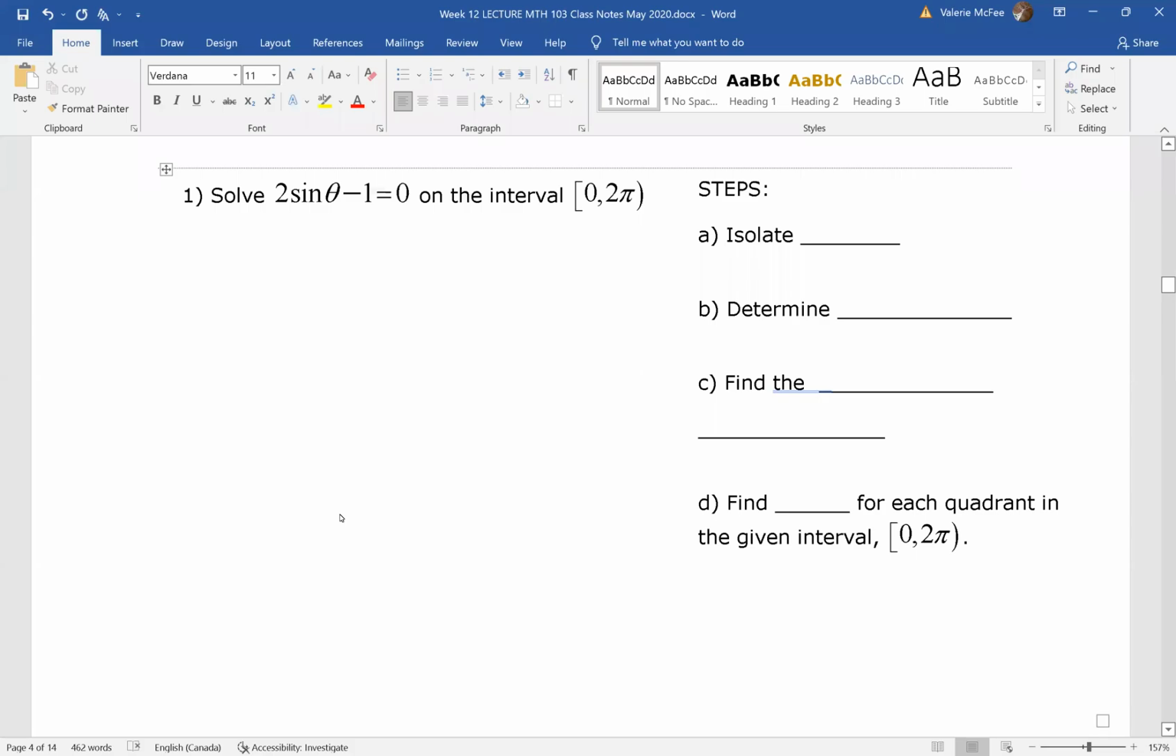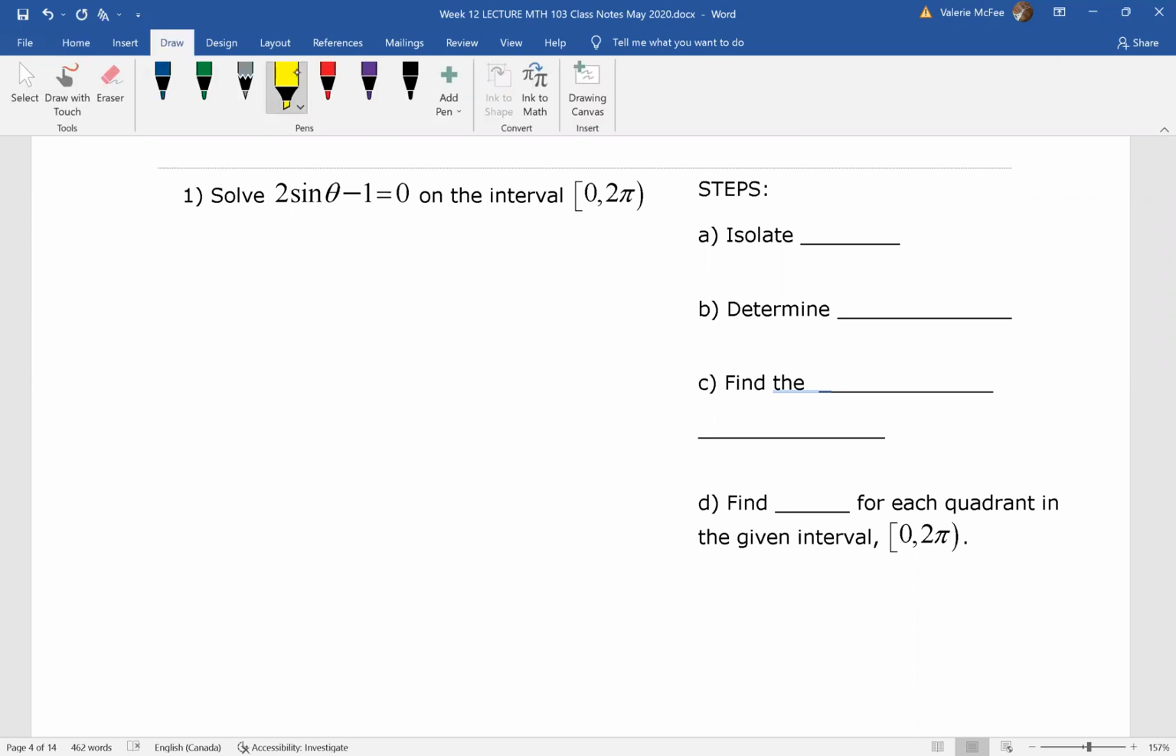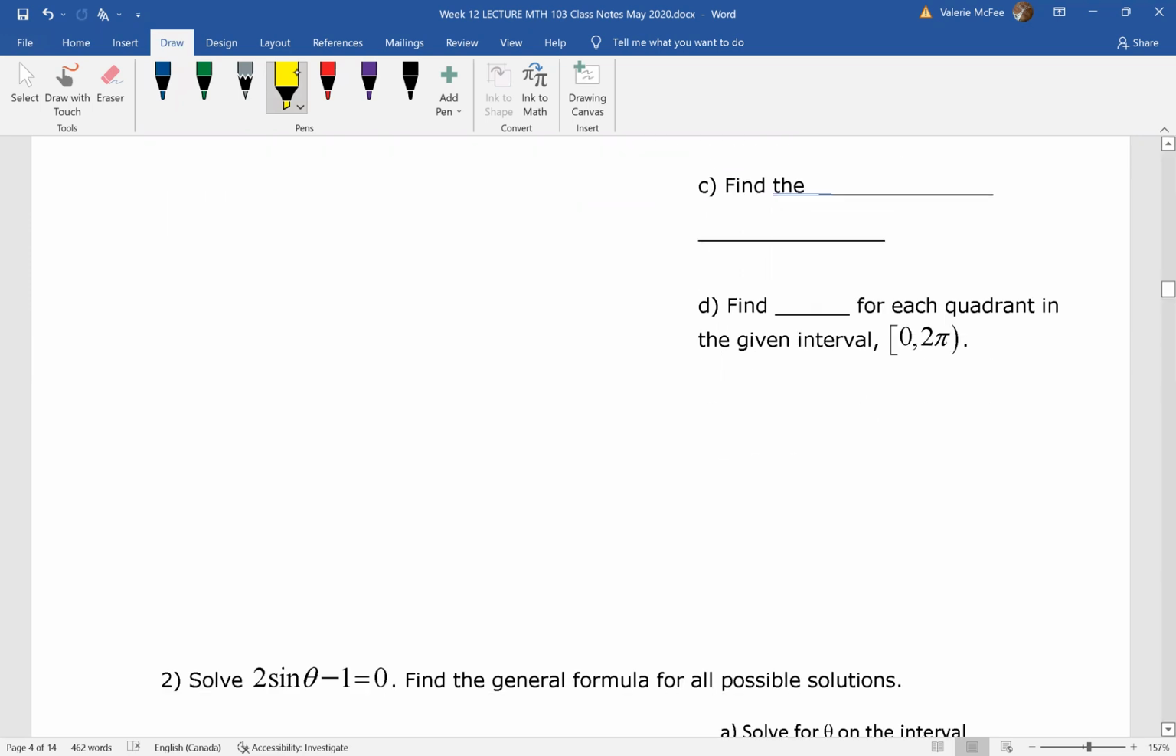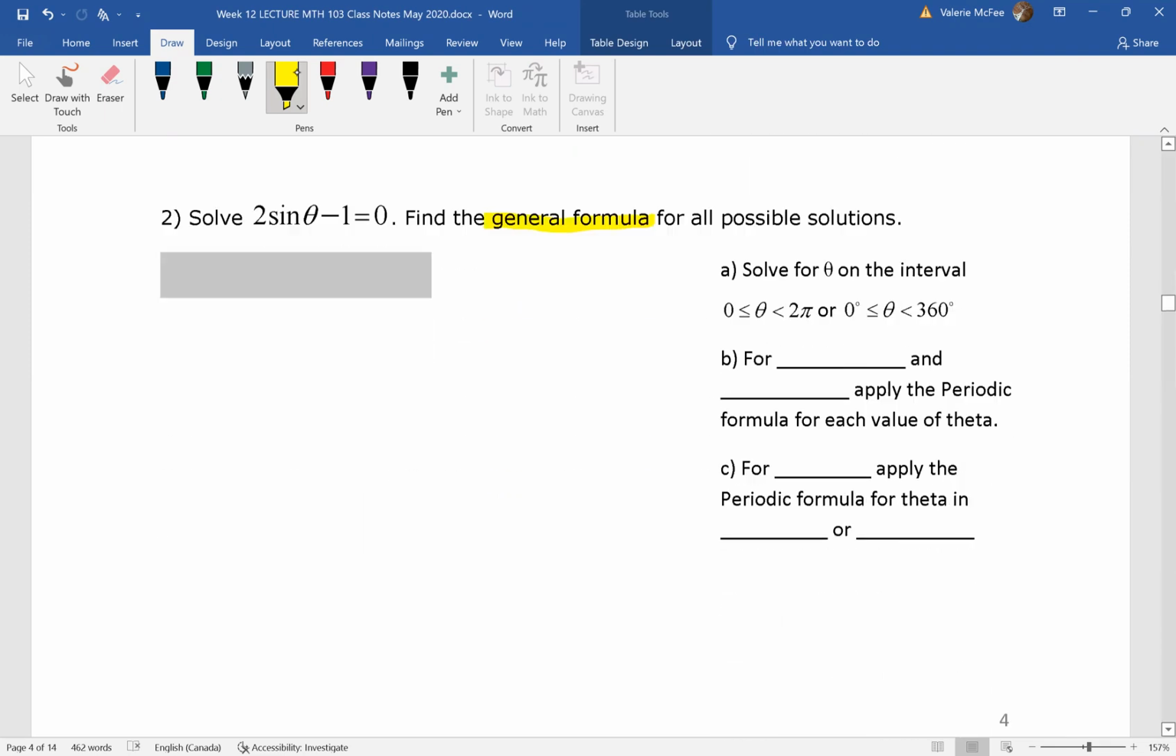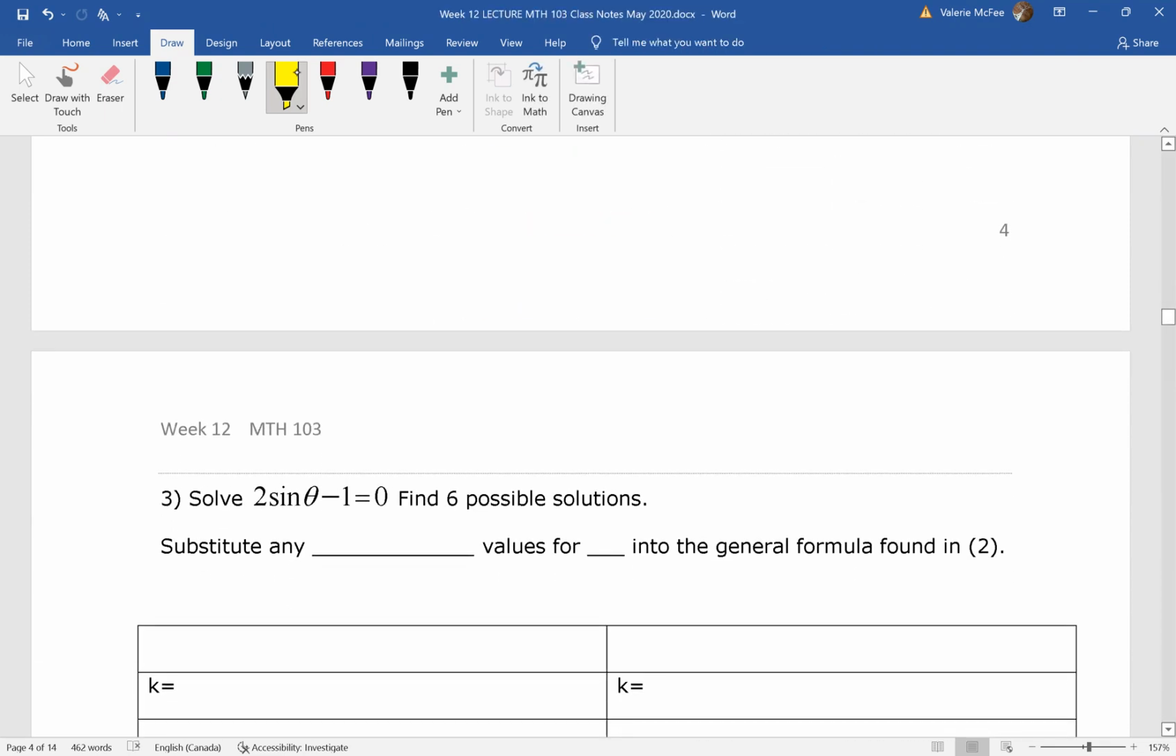So in this lecture, we want to solve the same equation, but use the three different possible answers. So in question 1, we're going to be solving 2 sine theta minus 1 equals 0 on this interval. In question 2, we're going to solve the same equation, but find the general formula. And in question 3, again, we're solving the same equation, but this time we're finding 6 possible solutions.